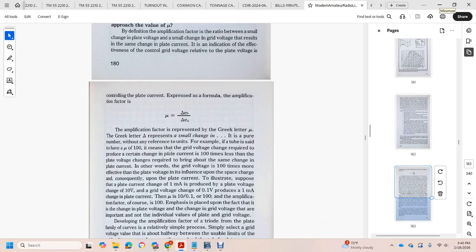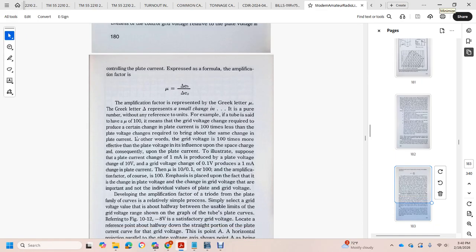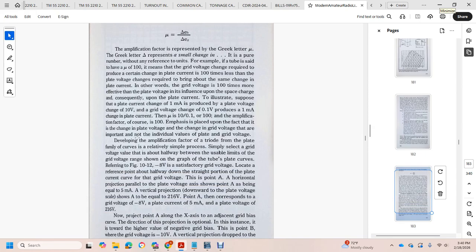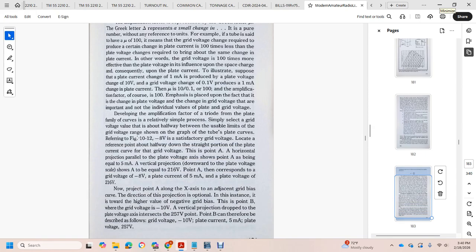Thus, the amplification of 10 over 0.1 would be 100. Emphasis is placed on the fact that the change of the plate voltage with the grid voltage change shows the importance of an individual value of the plate and grid voltage in determining the amplification factor.